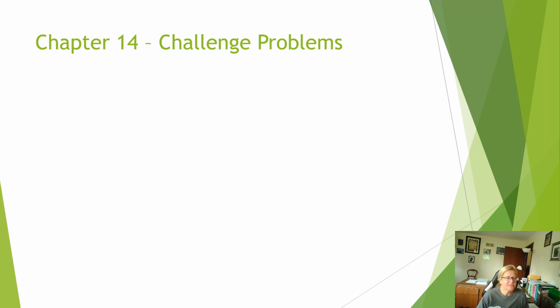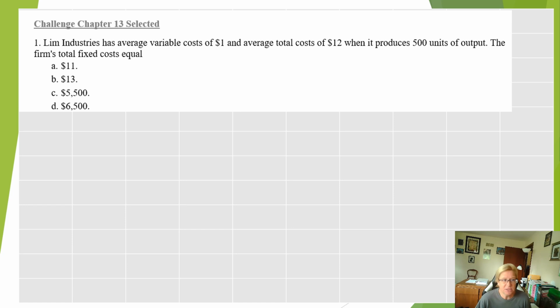Today we're going to go over some challenge problems from Chapter 14. So let me go ahead and jump into the first problem. Lim Industries has an average variable cost of $1. So average variable cost equals $1. It's got an average total cost of $12. And this is happening at a productivity or quantity of 500.